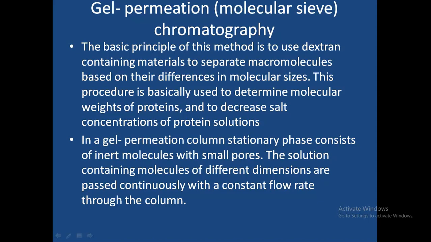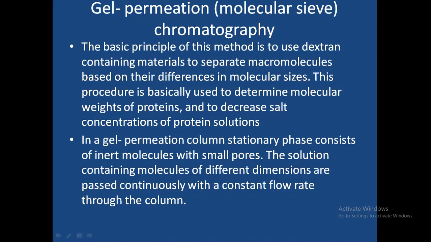And then comes gel permeation chromatography. It is otherwise named as molecular sieve chromatography. The basic principle behind this technique is to make use of dextran containing materials to separate macromolecules based on their differences in molecular sizes. So you may have different molecular sized molecules in a given mixture, and different sized macromolecules will be separated individually by means of this gel permeation or molecular sieving type of chromatography. This procedure is basically used to determine molecular weights of a protein and to decrease salt concentration of protein solutions.